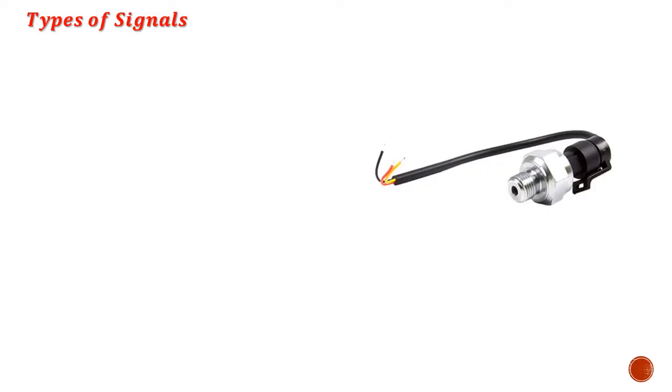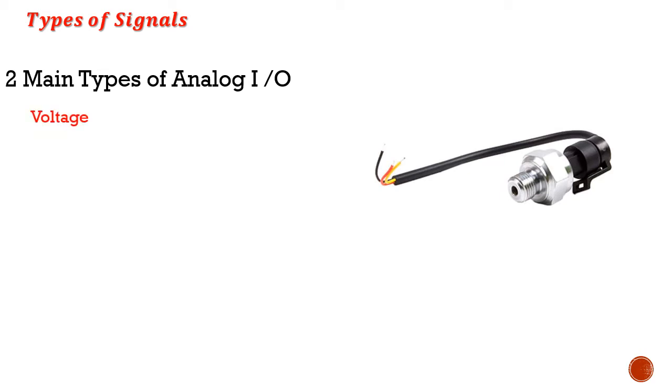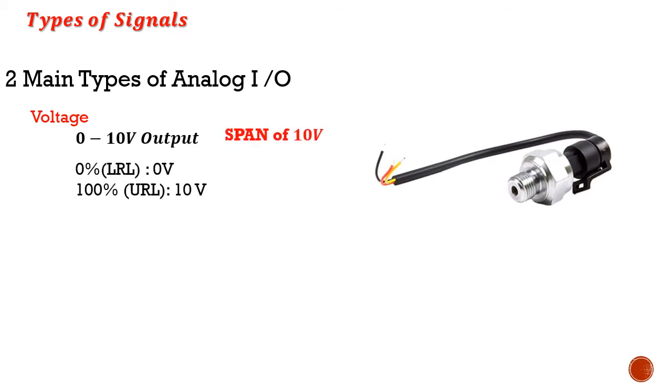When it comes to analog I/O or input-output devices, there are two main types of signals. The first type is voltage, where the I/O device will put out a 0 to 10 volt output. Now, I'm saying the output from the transducer or the device, but that could also be the output from the device can be an input to the PLC. Since it's 0 to 10 volts, we say it has a span of 10 volts. We'll get into a clearer definition of span in the next slide.